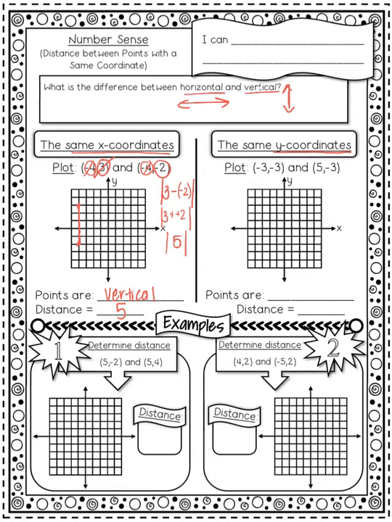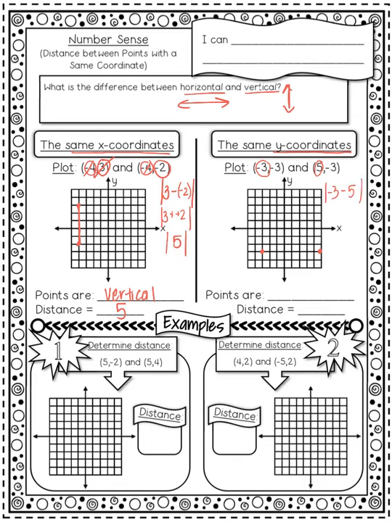I'm going to try the second one. I'm going to plot the points: -3 on the x-axis and then down 3, and then I'm going to go over 5 and down 3. I've plotted my 2 points, but instead of counting the distance, I'm going to take the value of their ordered pairs that is different, which is -3 and 5. I'm going to take the absolute value of -3 minus 5.